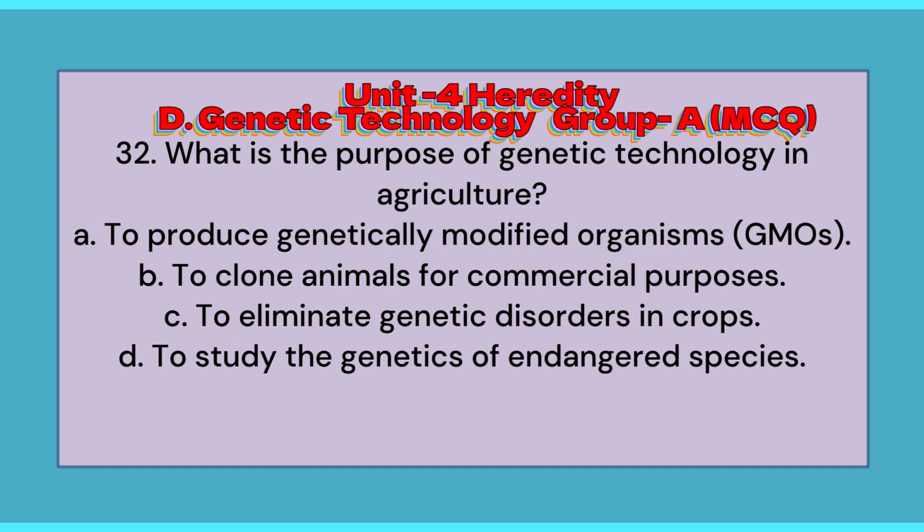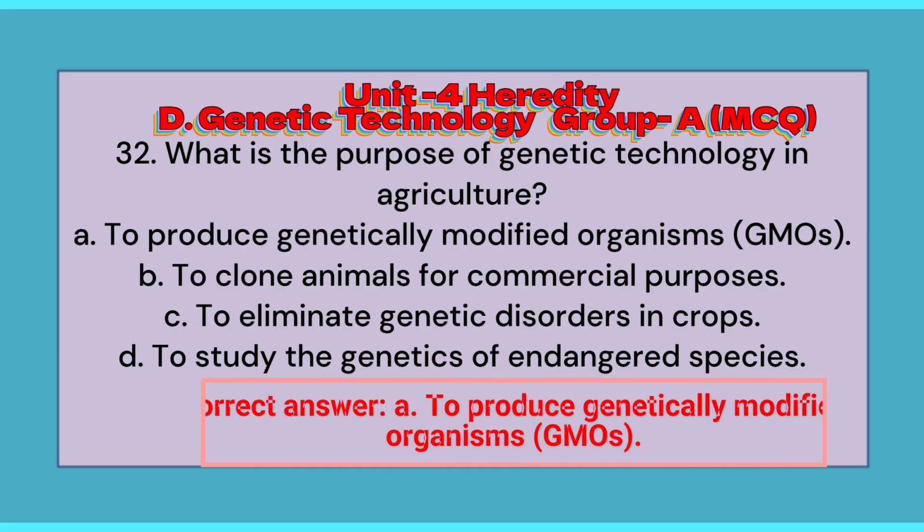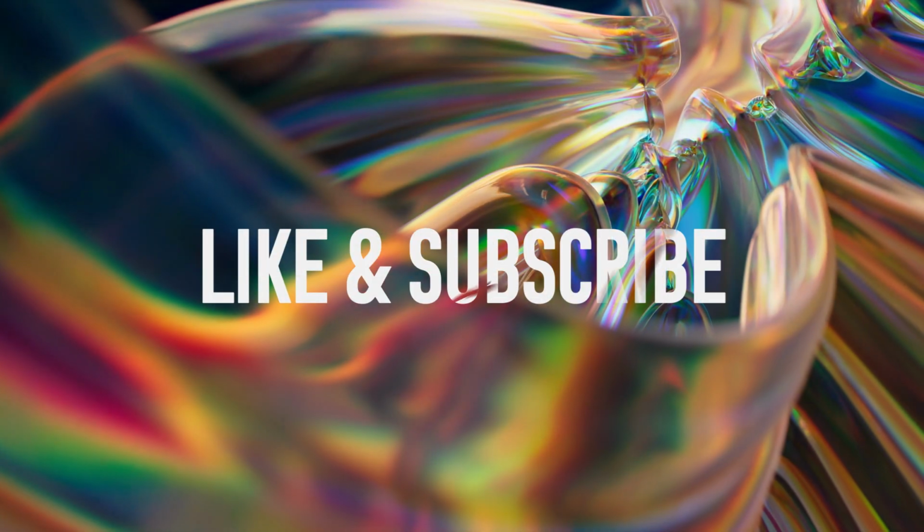32. What is the purpose of genetic technology in agriculture? A. To produce genetically modified organisms, GMOs. B. To clone animals for commercial purposes. C. To eliminate genetic disorders in crops. D. To study the genetics of endangered species. Correct answer: A. To produce genetically modified organisms, GMOs.